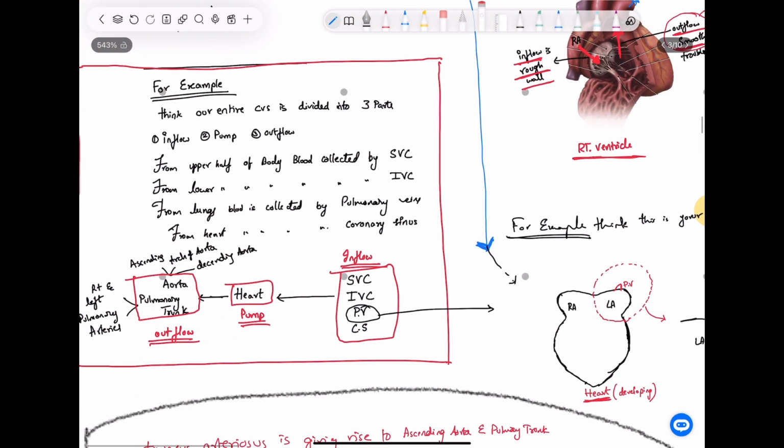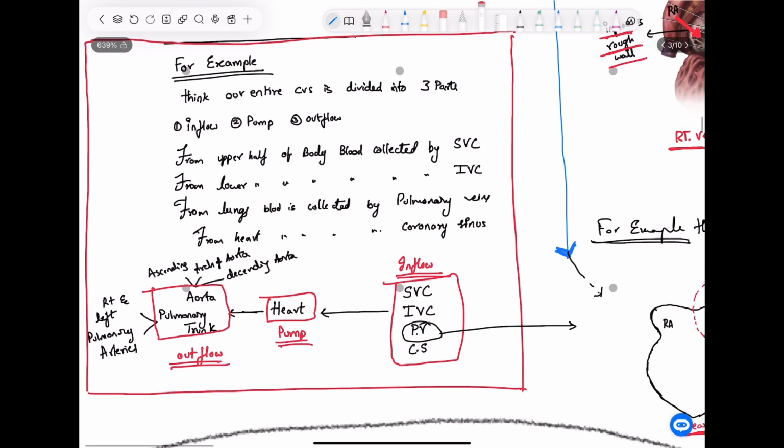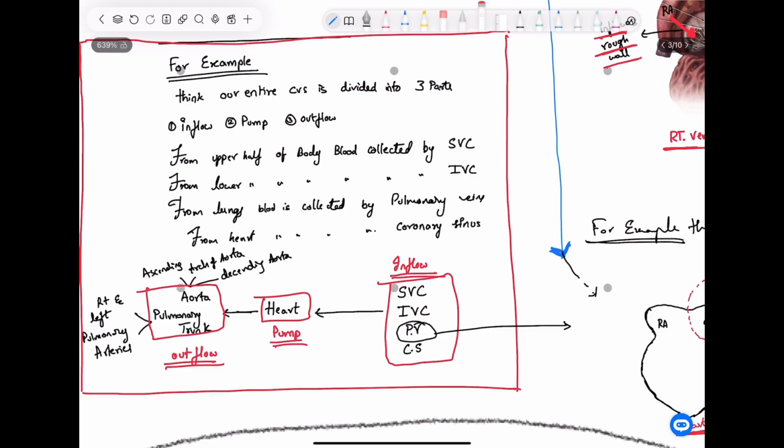So first of all, I'll tell you an example. I'm telling all these things to make it easy for you. Think our entire CVS is divided into three parts: inflow, pump, and outflow. From upper half of the body, blood is collected by superior vena cava.